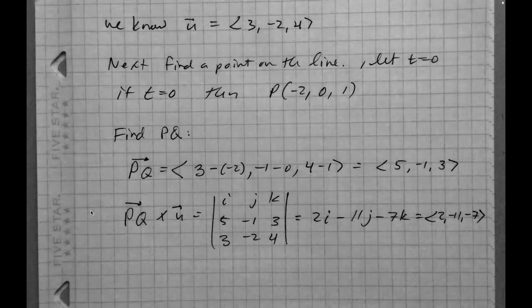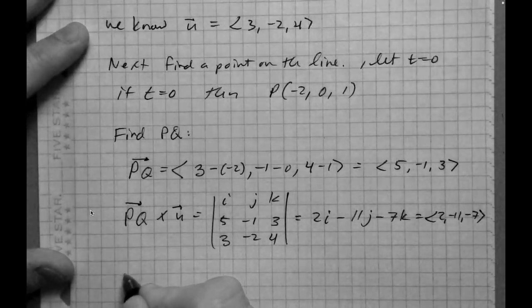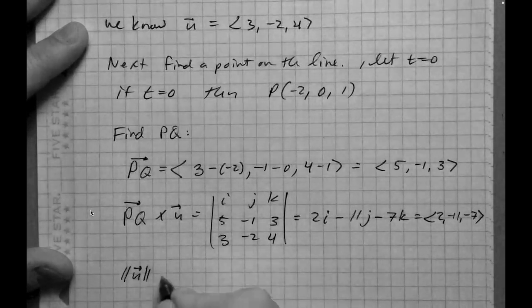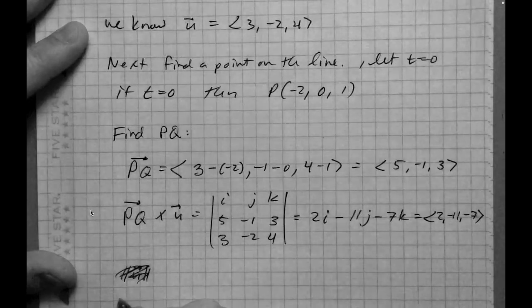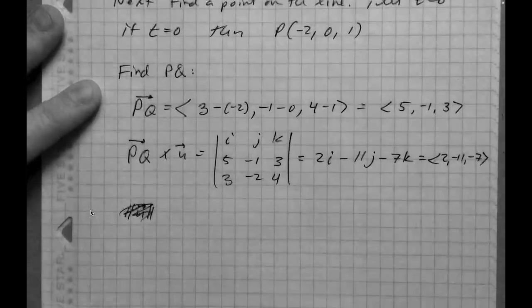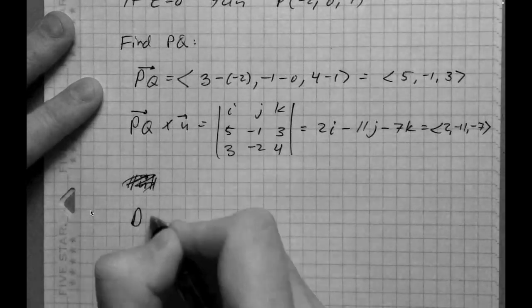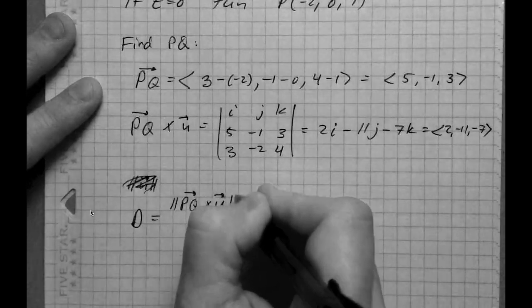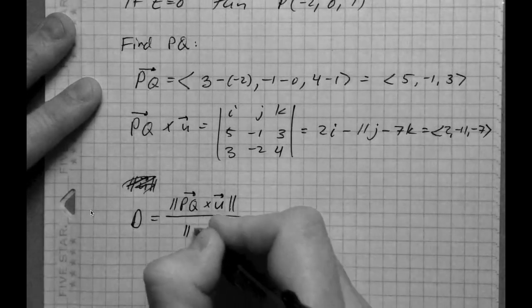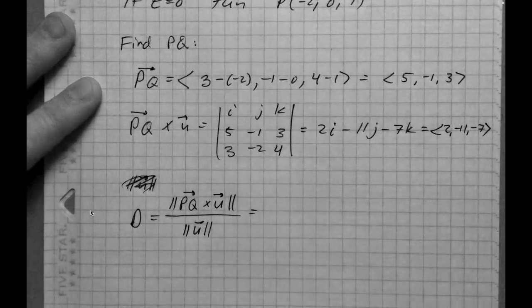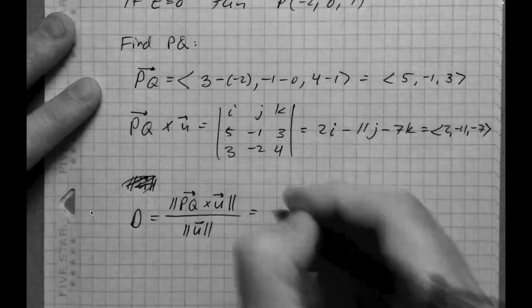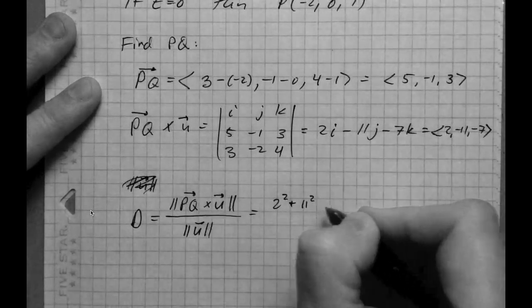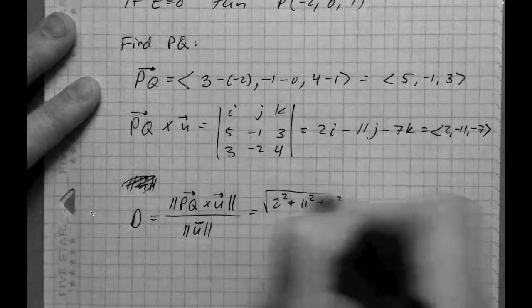All right, so then the norm of u is all we need, and then we can just plug all this in. Actually, we need the norm of PQ cross u too. Let's just plug it in and figure it out on the fly. What we're looking for is D equal to the norm of PQ cross u divided by the norm of u. So both of these are norms. I need the norm of this guy: the square root of 2 squared plus 11 squared plus 7 squared.